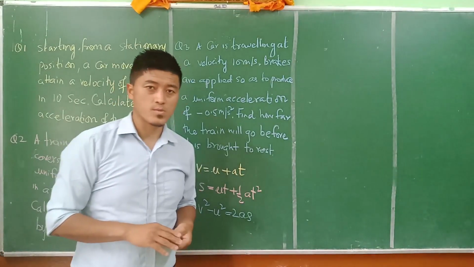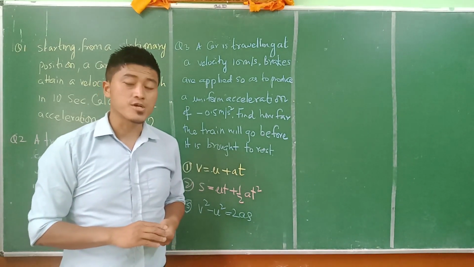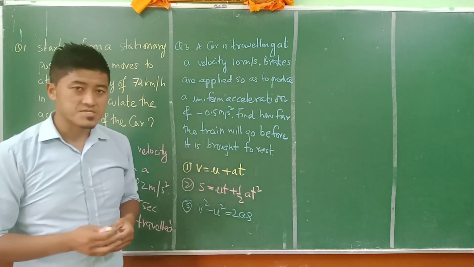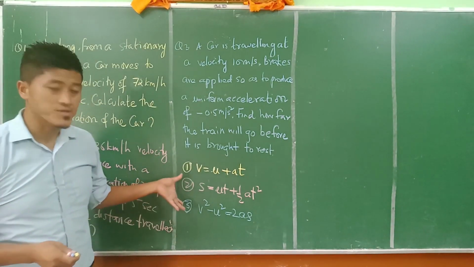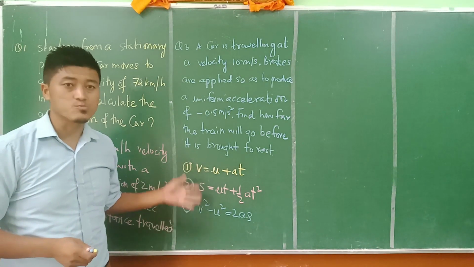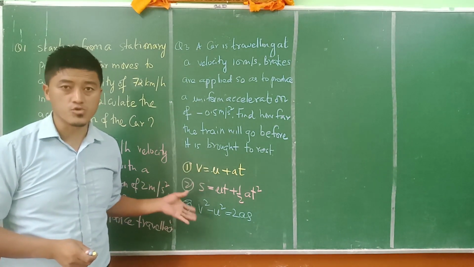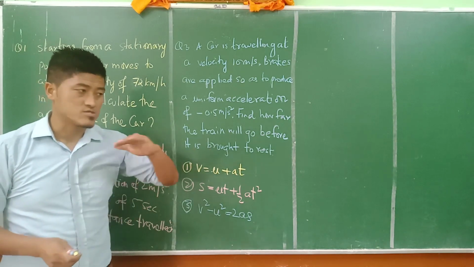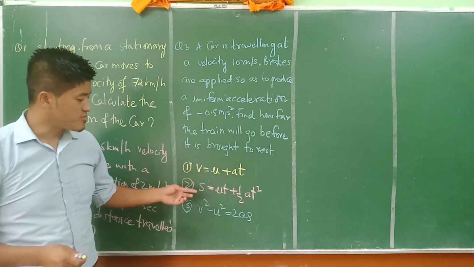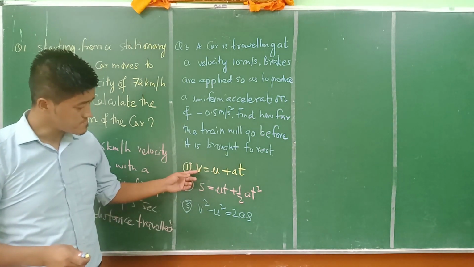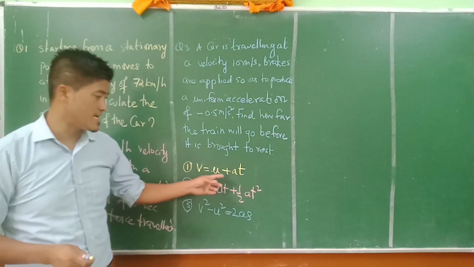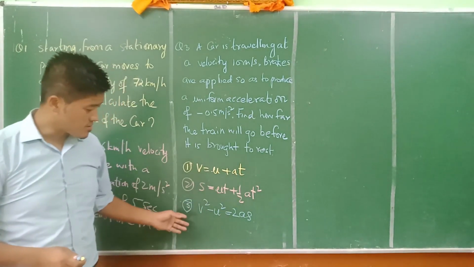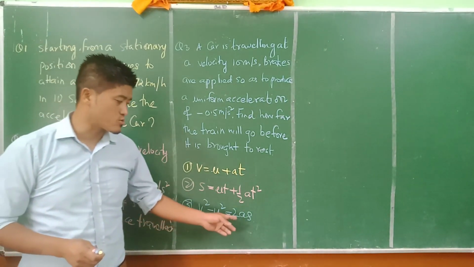Tashi once again. So I'm going to continue from the part where we had left yesterday. Yesterday we were discussing these three equations here. These three equations are what we call the equations of motion, for an object with uniform acceleration traveling in a straight line. Equation number 1, v is equal to u plus at, the second equation, s is equal to ut plus half at square, and the third one is v square minus u square is equal to 2as.